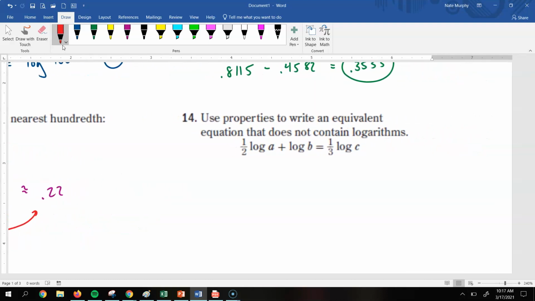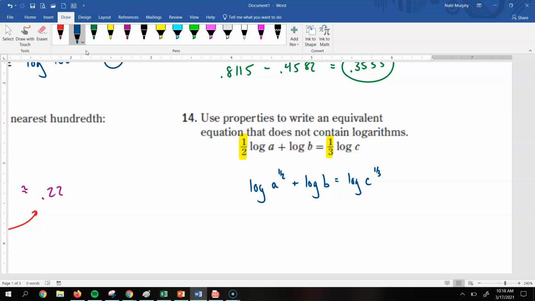All right, number 14, it says use properties to write an equivalent equation that does not contain logarithms. The first thing I see is we have a couple of numbers in front of the logarithms. Those are going to end up being exponents for the values. So we'd have the log of a to the 1/2 power plus log of b equals log of c to the 1/3 power. Okay, so we took care of the exponents.